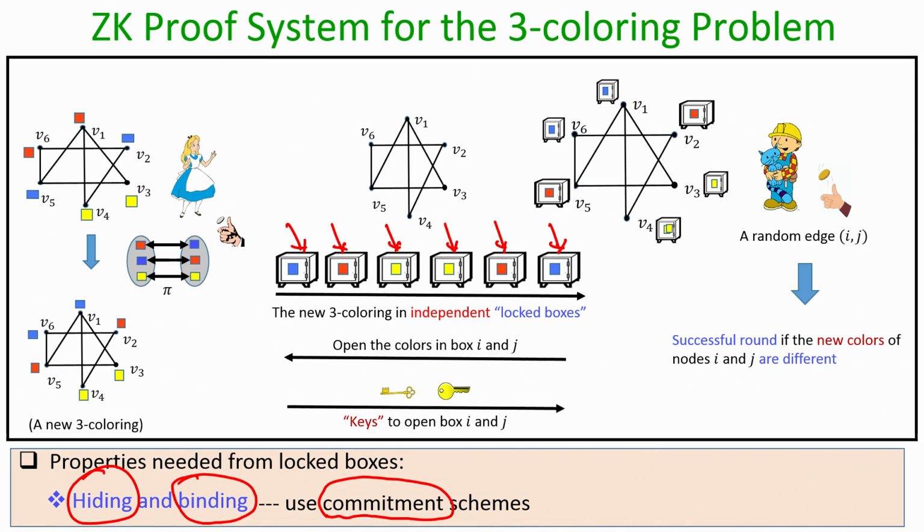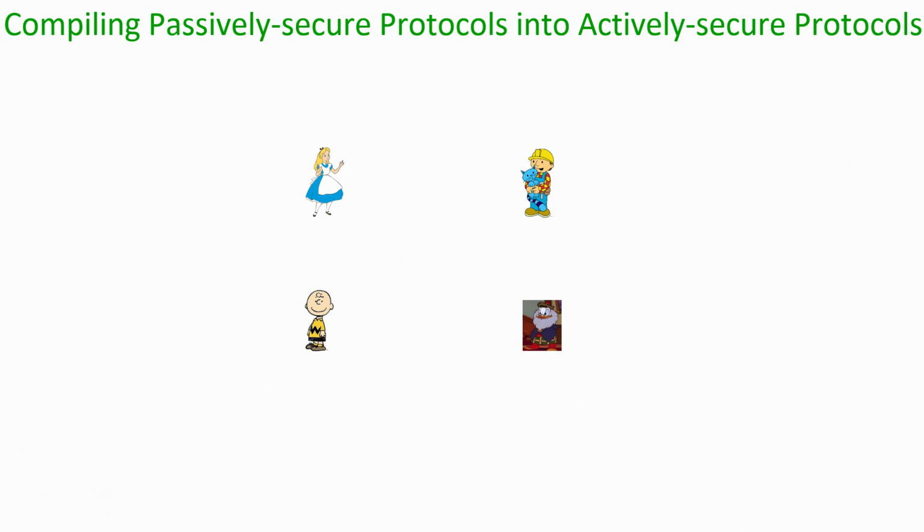So, this proves that we now have a zero knowledge proof system for the 3-coloring problem, and it is well known that the 3-coloring problem is an NP-complete problem. That means now we have a zero knowledge proof system for any NP relation. Now, let us see the power of this zero knowledge proof system.